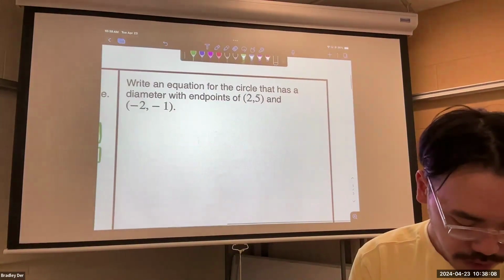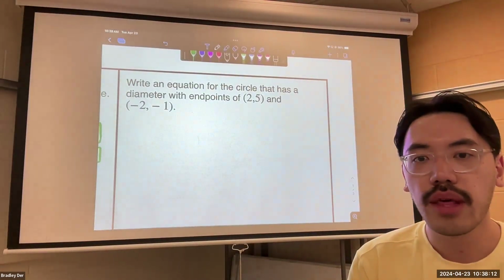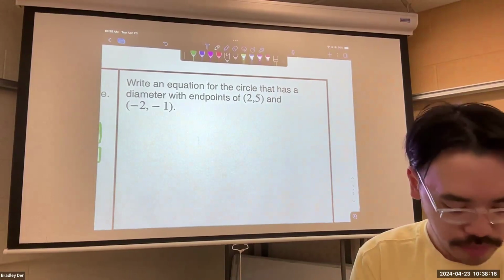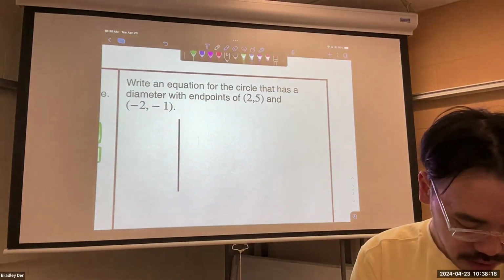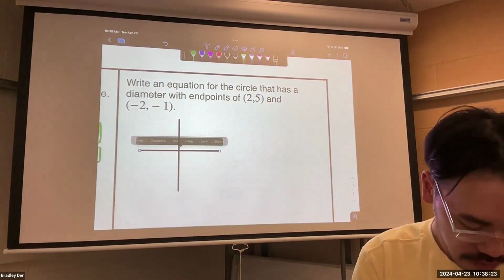We'll come on to yellow over here. Write an equation for a circle that has a diameter with endpoints (2, 5) and (-2, -1). So I'm just going to do a quick little sketch of the circle here. I'm going to draw on some axes.